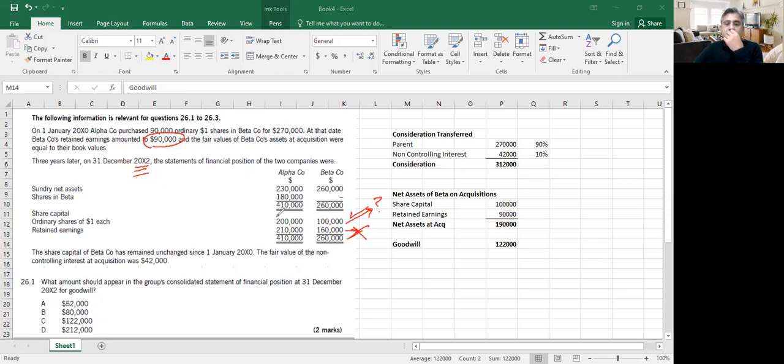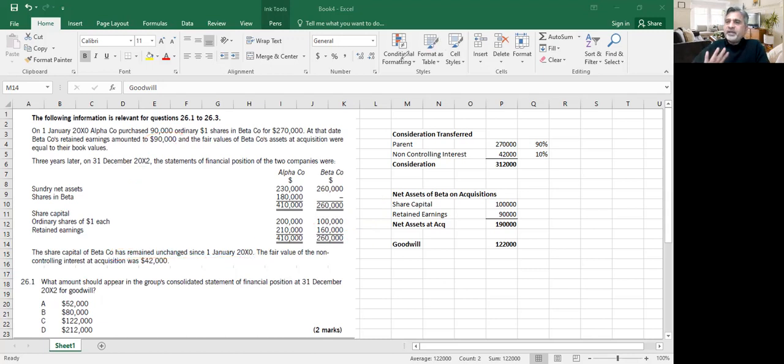But it says that it has remained unchanged since January 1st. Because of this statement. If they had not given me this sentence, probably I would be afraid of dealing with this number. I can only take 100,000 because they tell me that share capital has remained unchanged. Otherwise, I would not trust this number. Immediately, I would think, what was the share capital before? Anyways, this is goodwill. We calculated.